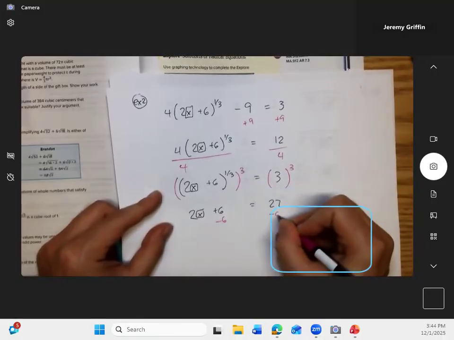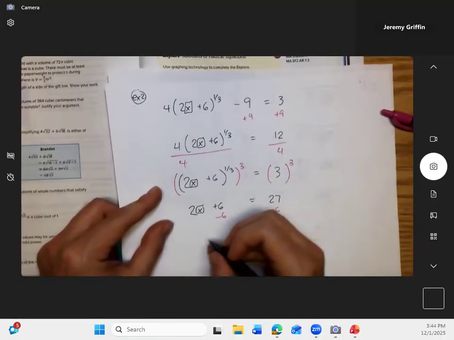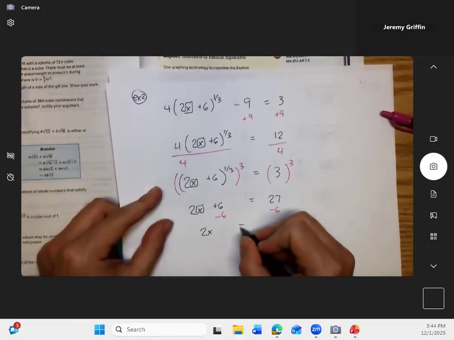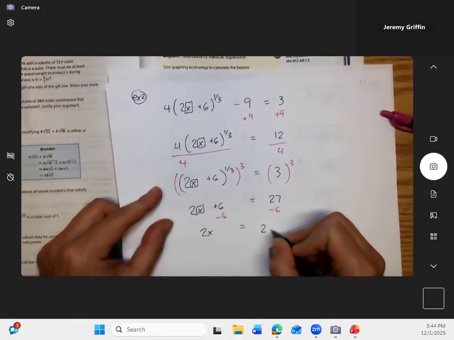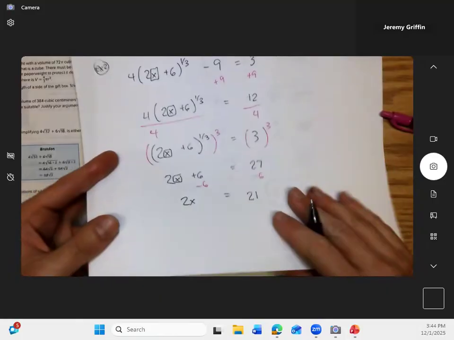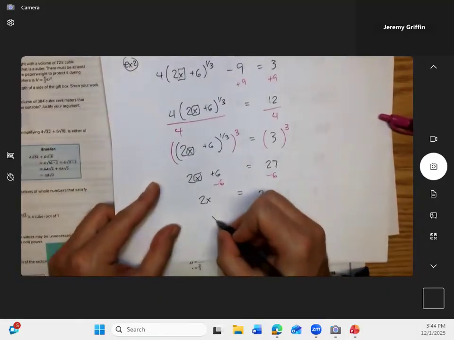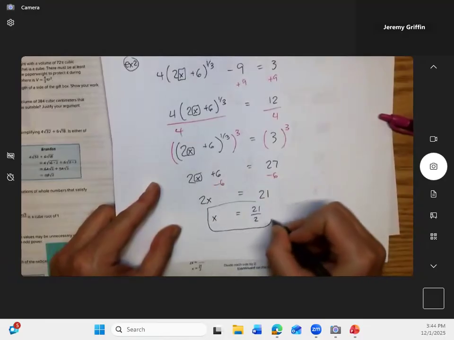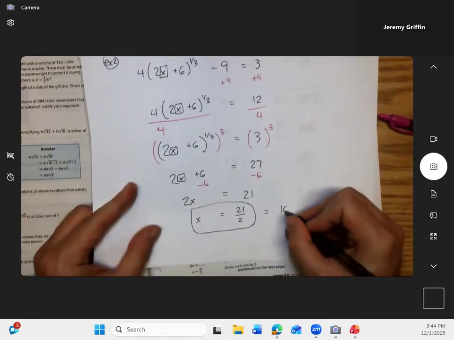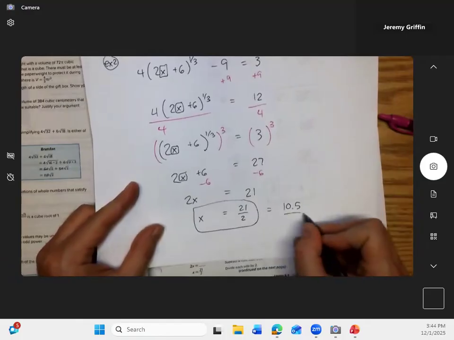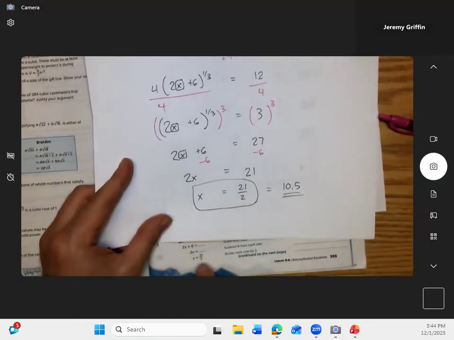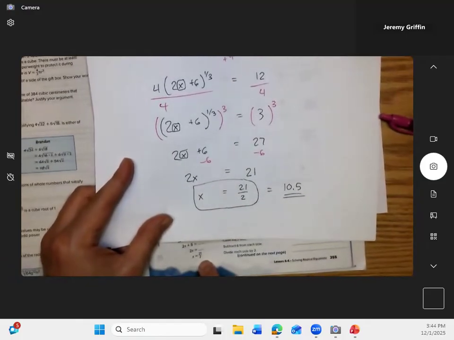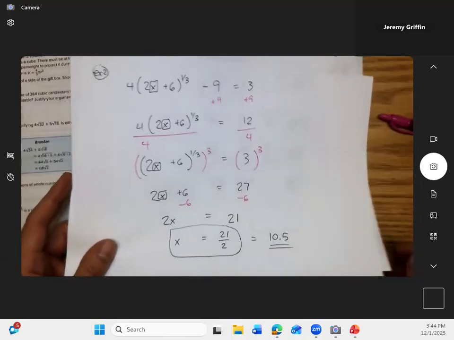Minus 6. That's 2x equals 21. They didn't give us a whole number answer, but that's all right. Divide both sides by 2, 21 over 2, or 10.5. That could also be valid. We looked at the book too, and they also got 21 over 2. So all good.